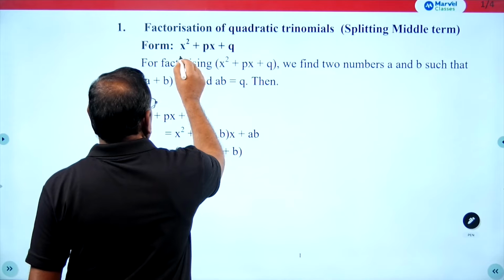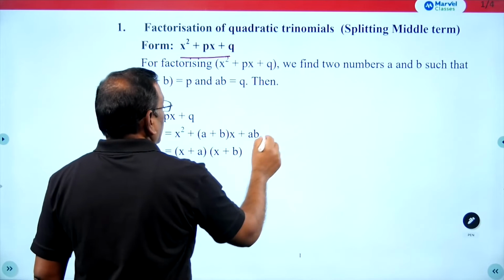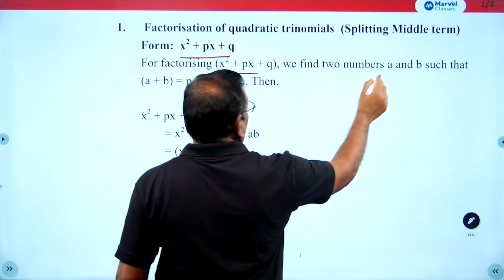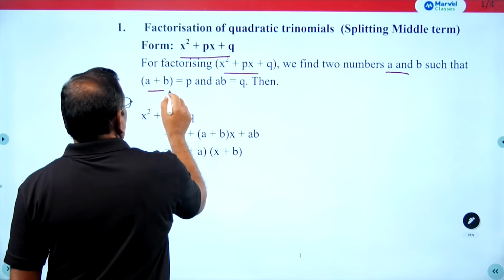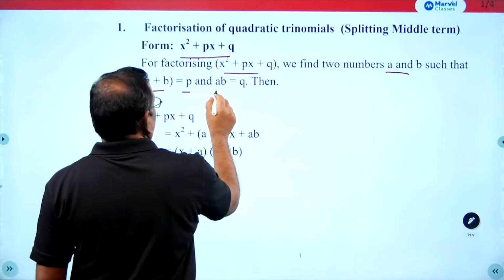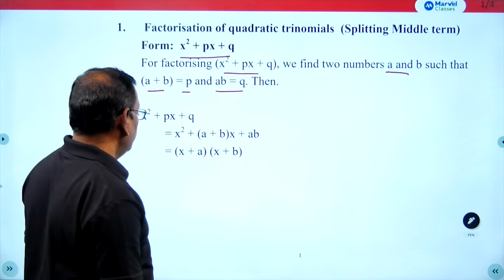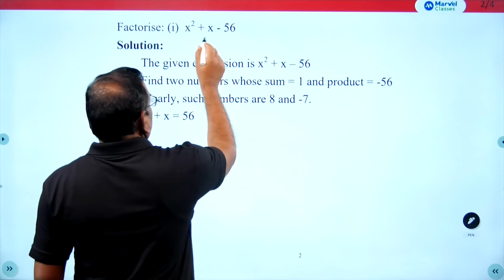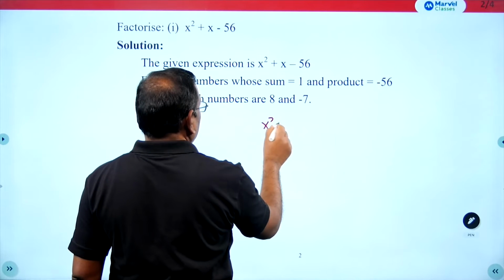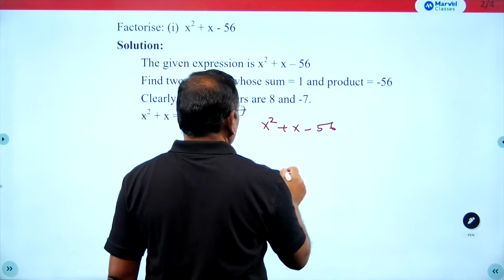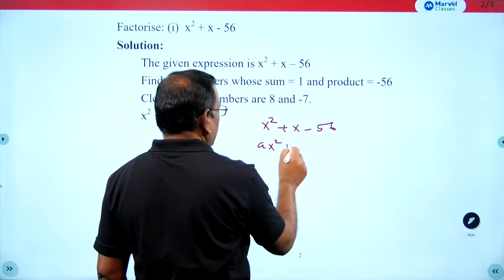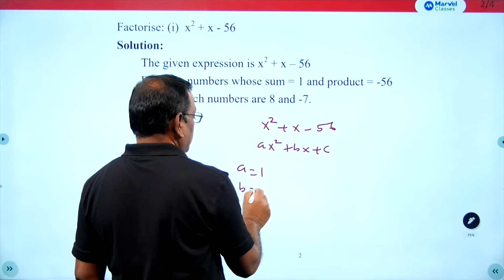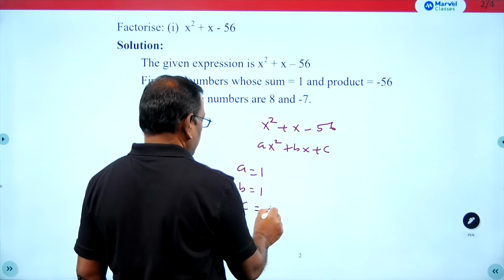Suppose the original expression is x square plus px plus q. To factorize this expression, we can find 2 numbers a and b such that a plus b equal to p, that is sum equal to p, and product equal to q. For example, here x square plus x minus 56. If you compare with ax square plus bx plus c, what is a? a equal to 1, b equal to 1, and c equal to minus 56.